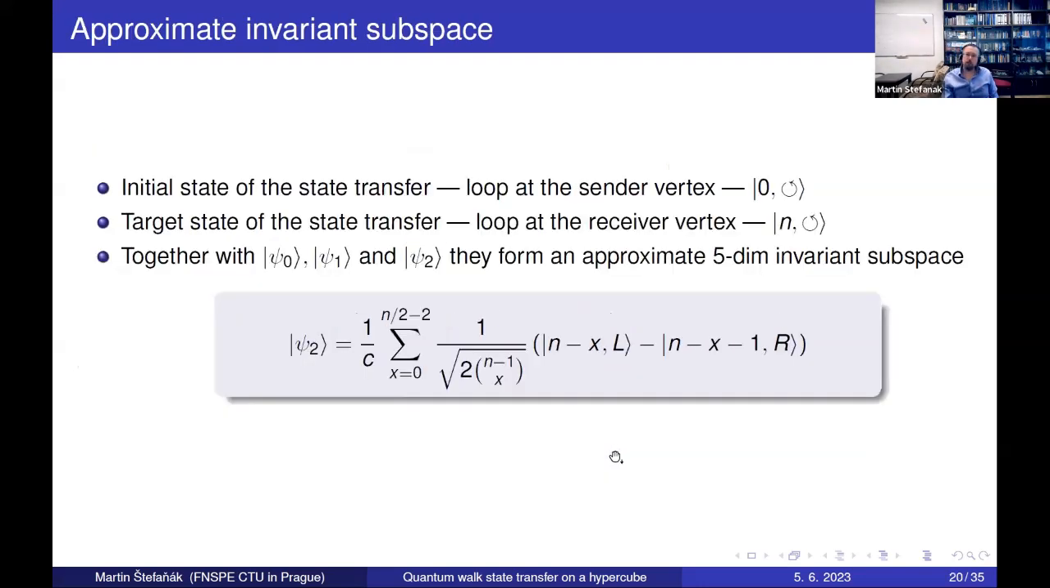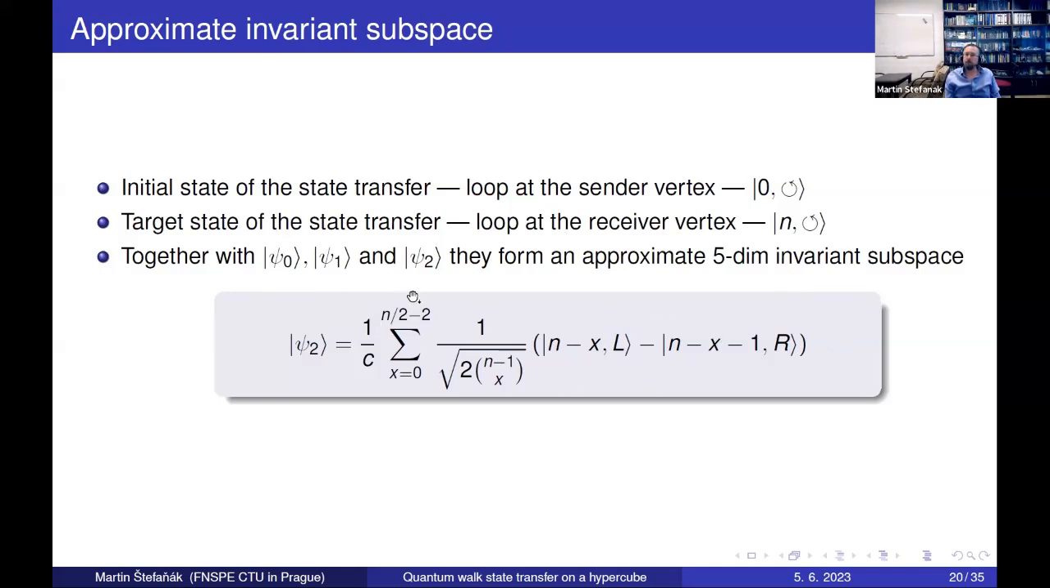Now the invariant subspace, or approximate invariant subspace, is larger in this case. So it will be actually five dimensional. Our initial state now will be the loop at the sender vertex zero. Target state will be the loop at the antipode vertex. And we add the states psi zero, that was the initial state of the search, the state psi one, which was the state that starts at the vertex zero and goes into the middle of the line that we had in the search. And we add a similar state psi two, which just goes from the other side. So it starts at the vertex n and goes back to the middle of the line.